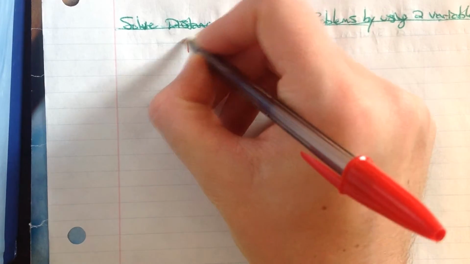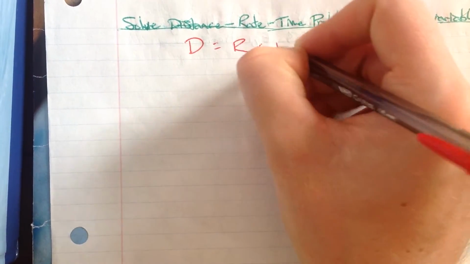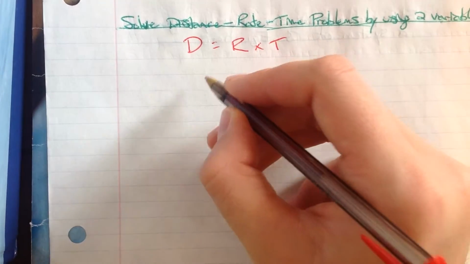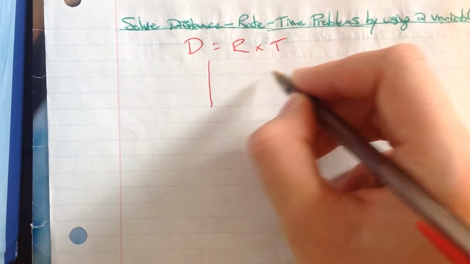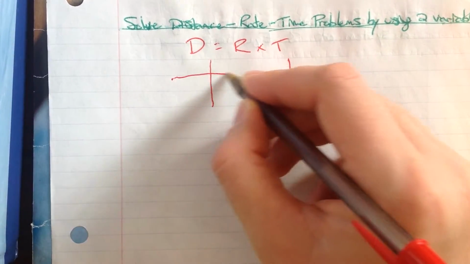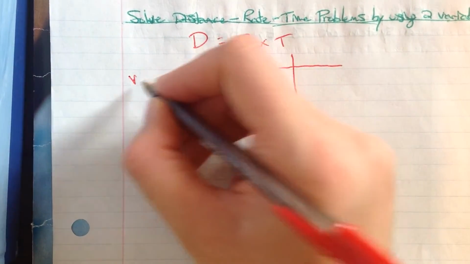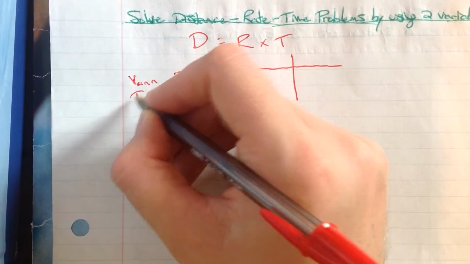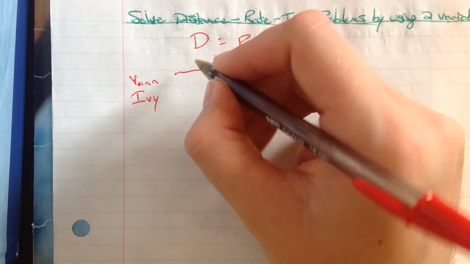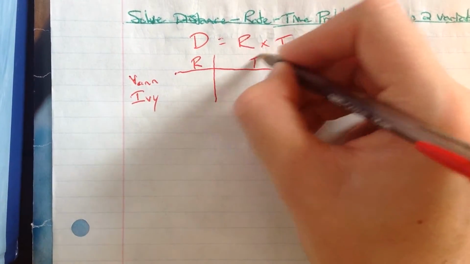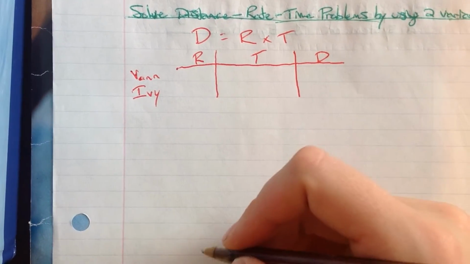So coming back to our drawing board, we know a couple things. Distance is equal to rate times time. So let's make a chart. We have Van and we have Ivy. So rate times distance.